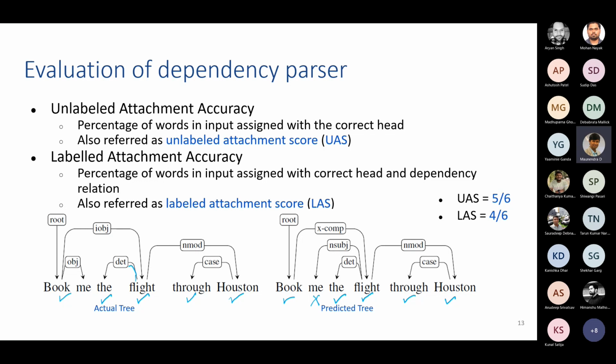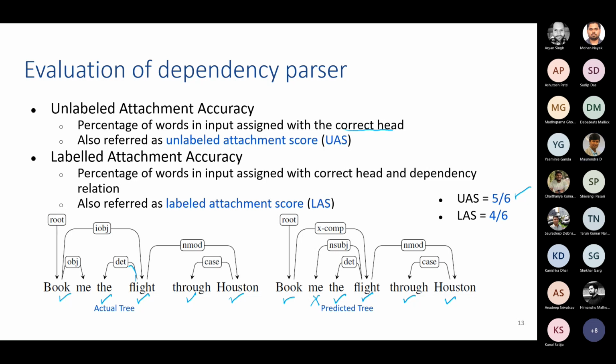So we see that out of 6 cases, in 5 cases, the word has been assigned or attached with the correct head. So the score is 5/6. Here, one point to note is that we're just looking at the head word and the dependent word. We are not considering the labels of the edges. So that's why it is called unlabeled attachment accuracy.